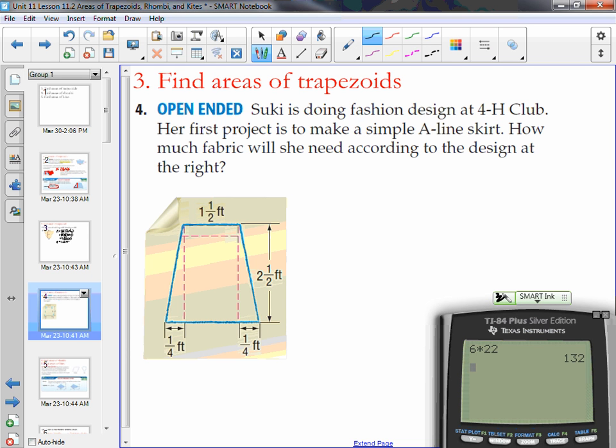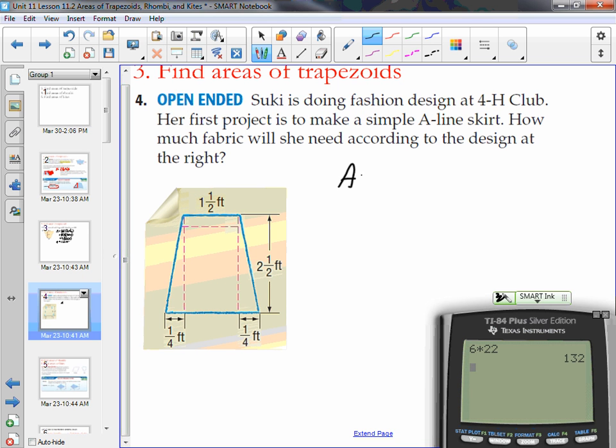Suki is doing fashion design at 4-H Club. Her first project is to make a simple A-line skirt. How much fabric will she need according to the design at the right? So the blue figure is a trapezoid. So let's try to find the area of that trapezoid. Okay? So let's see here.